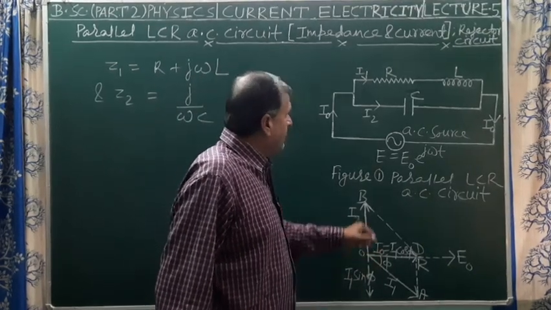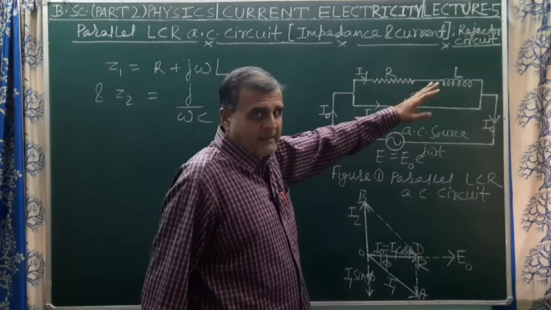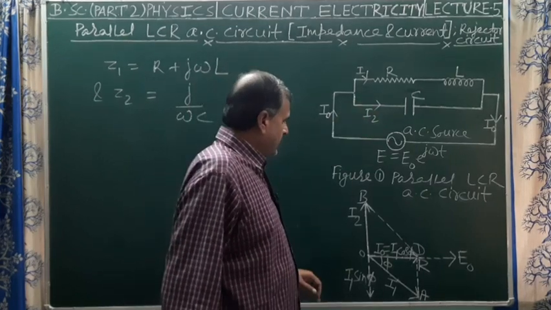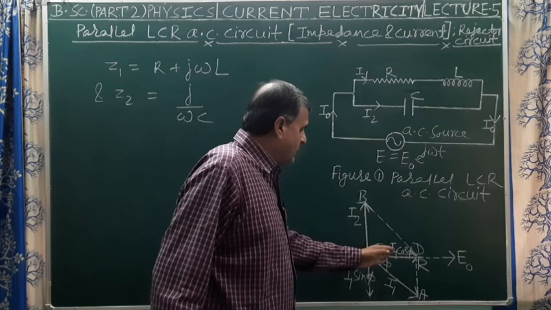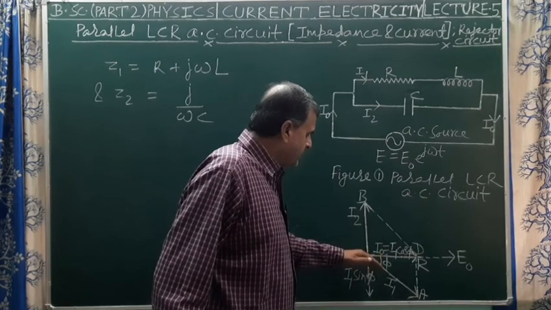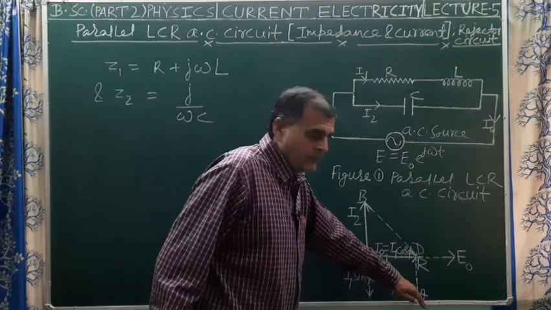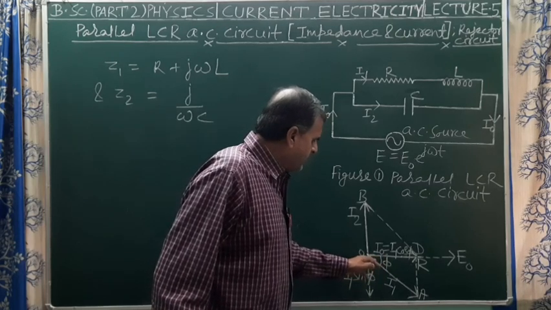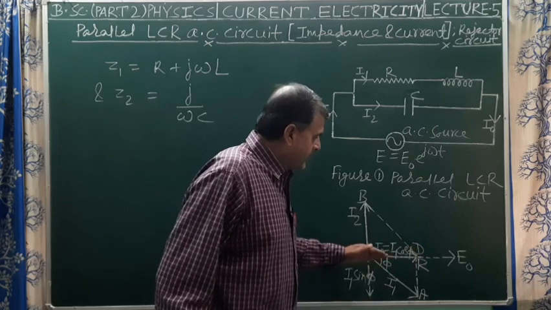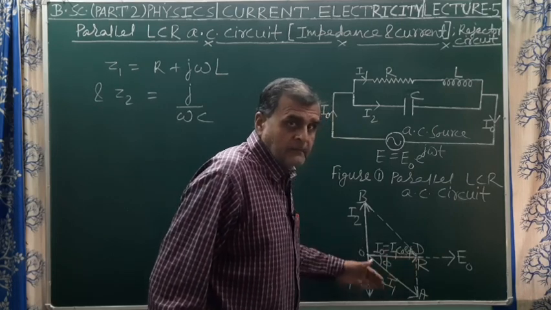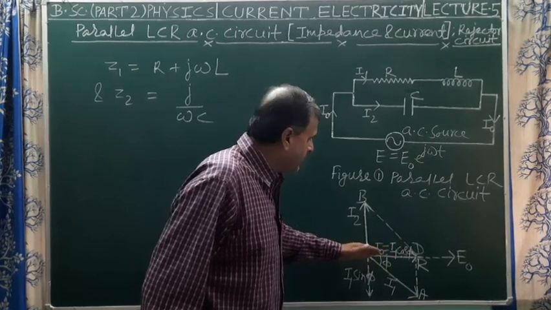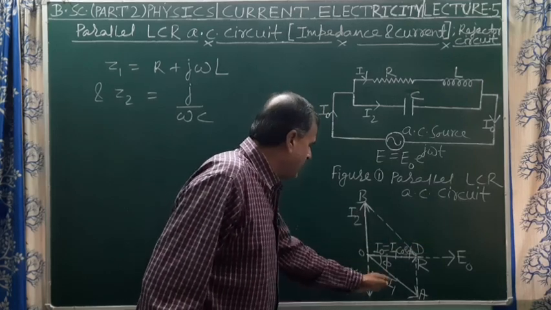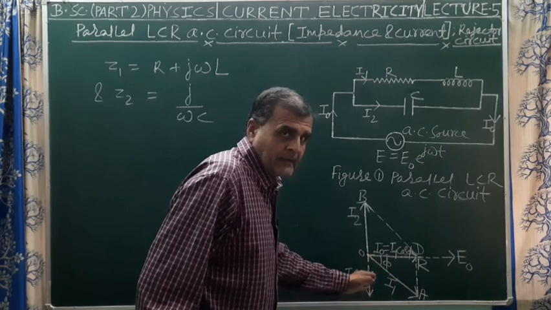So I naught is the resultant of both currents I1 and I2 in the two parallel branches of the LCR parallel AC circuit, and it can be represented by I1 cos phi, that is one component of current I1 represented along OA, is I1 cos phi along OD, that is along the direction of resistor R and applied EMF E naught, and the other component of I1 is along the negative y axis, which is I1 sin phi.